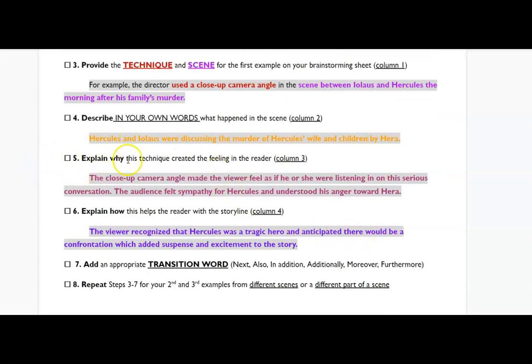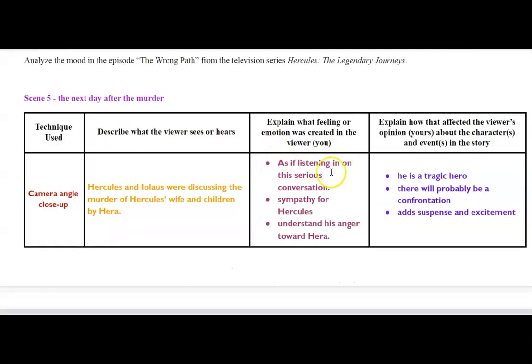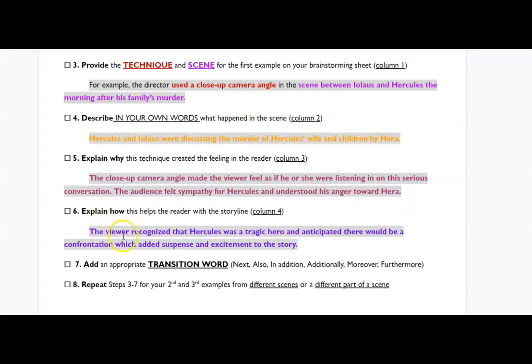And then explain why it created the feeling, right? Column 3. And so the close-up camera angle made the viewer feel as if he or she were listening in on this serious conversation. The audience felt sympathy for Hercules and understood his anger towards Hera. And that's what I had in my chart. It was as if I was listening in on the conversation. I was eavesdropping. I had sympathy for Hercules and I understood his anger. And so I took those bullets and I turned them into my complete sentence.